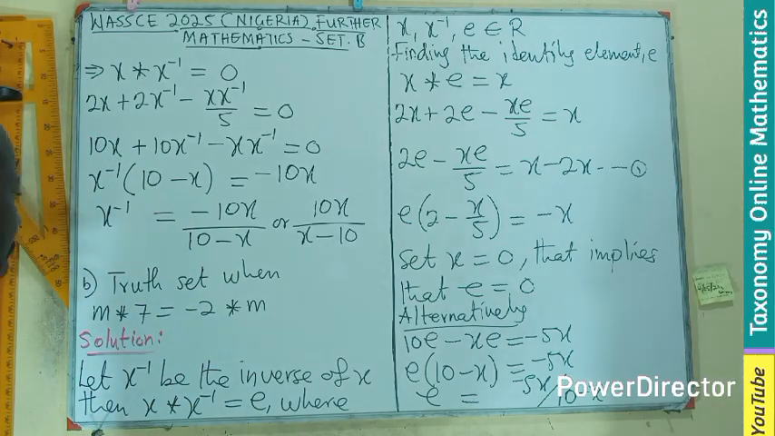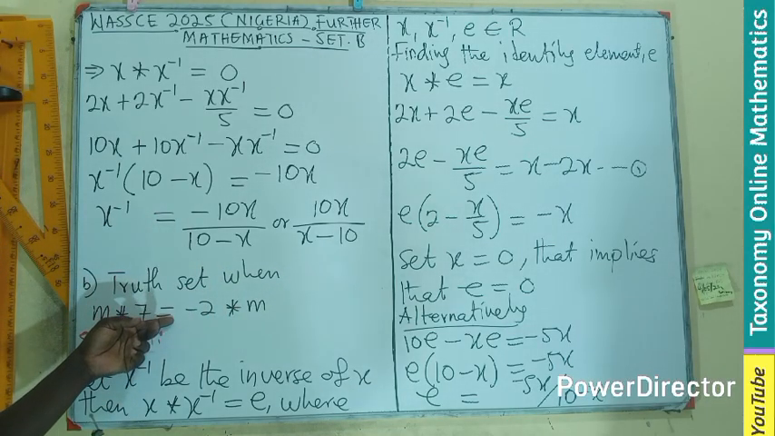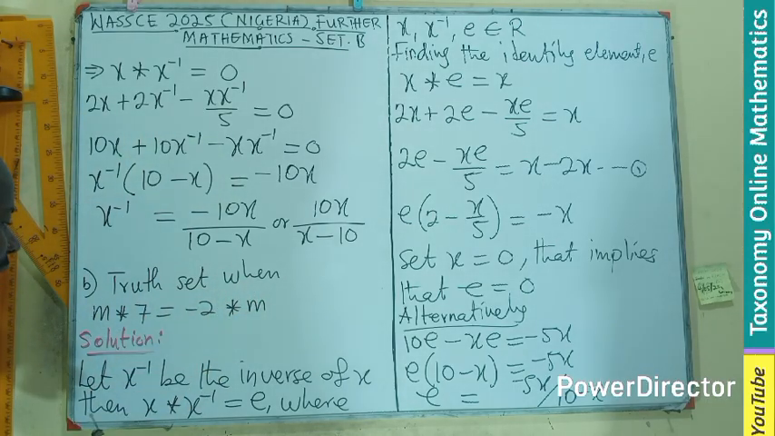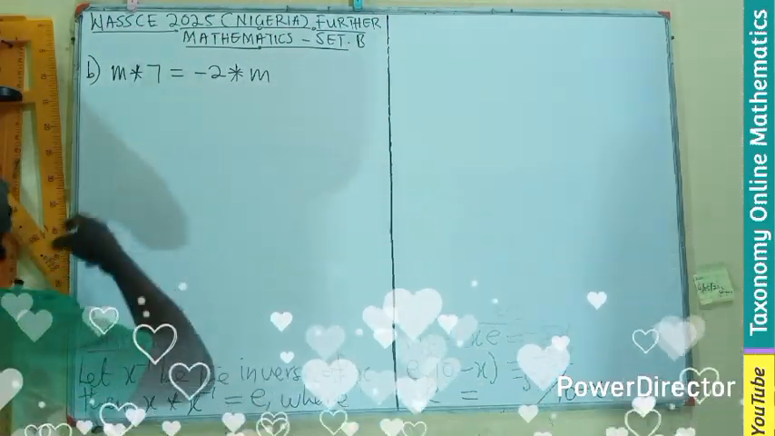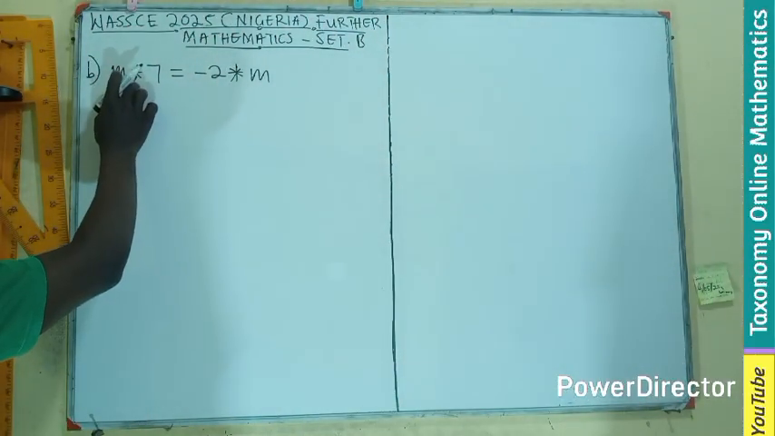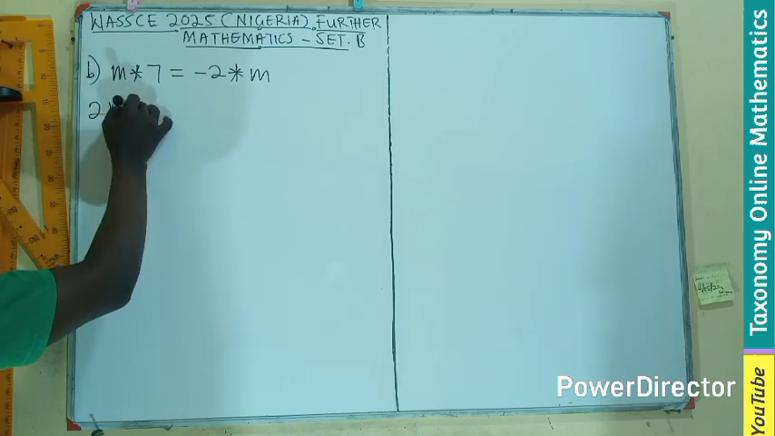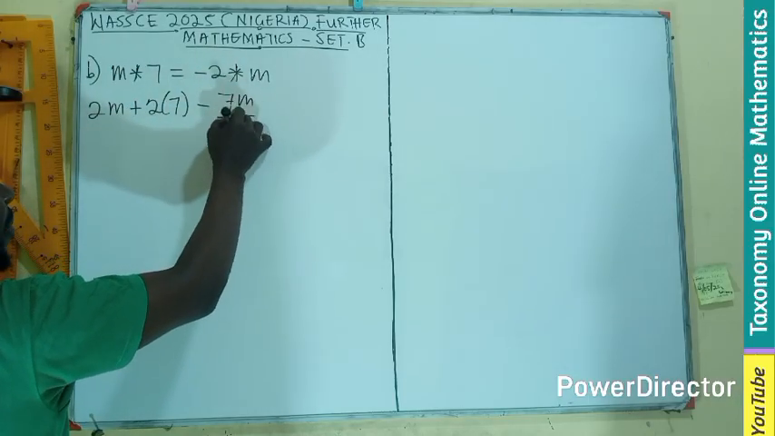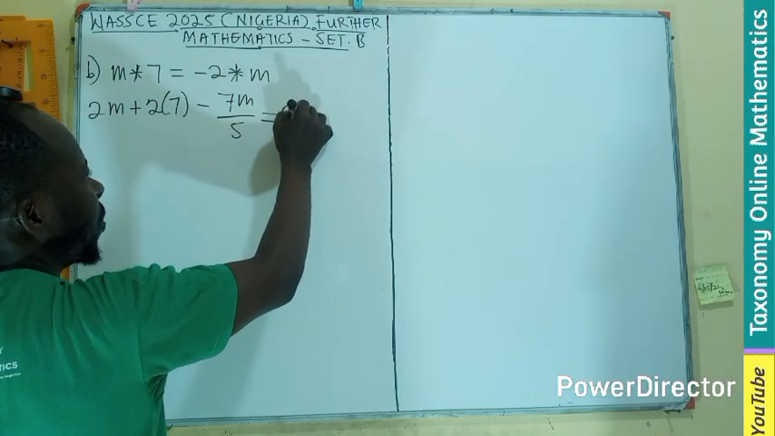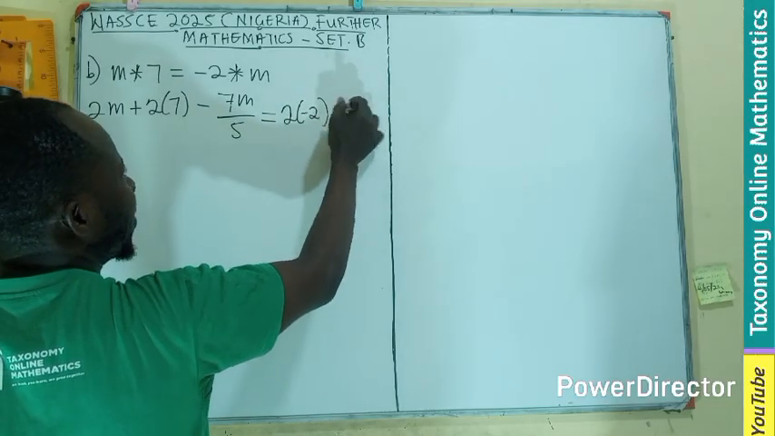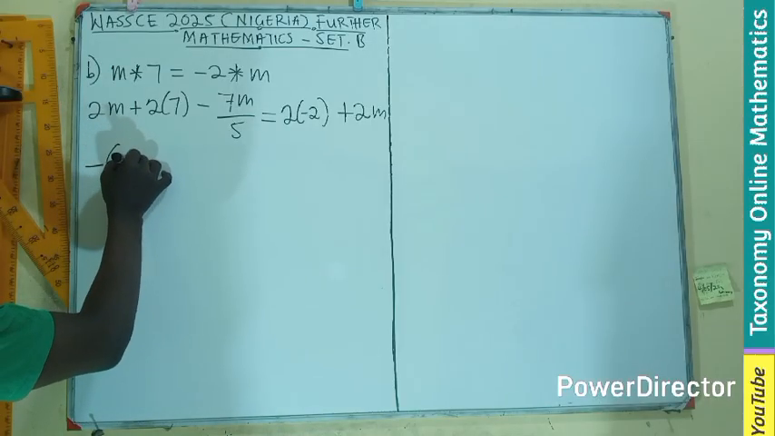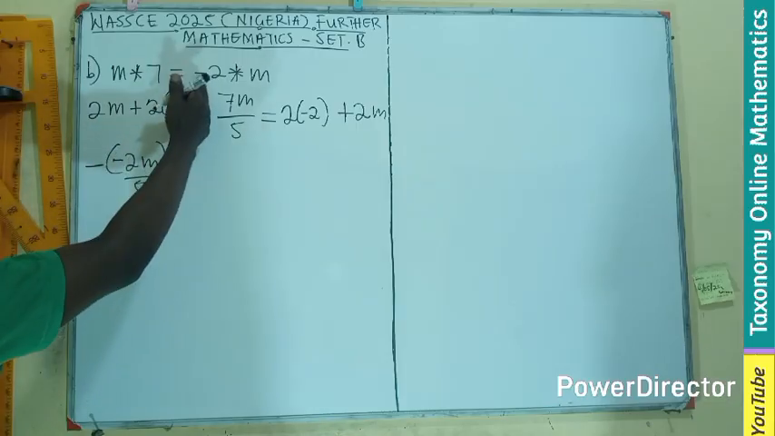All right. Now, the B part of the question is asking us to find the truth set of m star 7 minus m equals to minus 2 star m, still based on the same definition. So let's see how we can find the truth set of m. So right from here, the definition is still the same for the star. Multiply the first term by 2, second term by 2 minus their product divided by 5. The first term by 2 plus the second term by 2. Let's borrow here minus 2m divided by 5. Remember, this is negative coming from here.